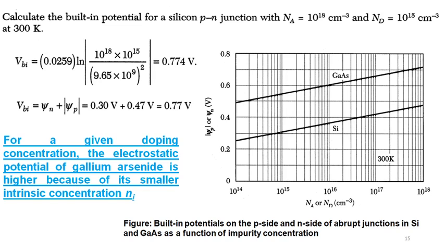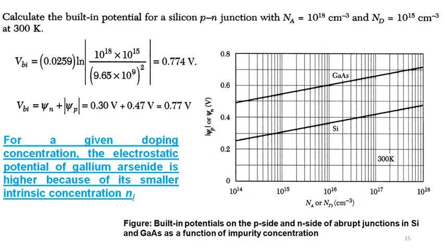Then, based on the built-in potential formula, we do a numerical calculation of the built-in potential for a silicon PN junction with acceptor concentration 10 to the 18 per centimeter cube and donor concentration 10 to the 15 per centimeter cube. Using the formula VBI is equal to kT by q ln Na Nd divided by ni squared, where ni is the intrinsic carrier concentration with value 9.65 times 10 to the 9, solve it thoroughly in your notebook and check the answer. Then 0.774 volt comes out, as shown in the figure here.